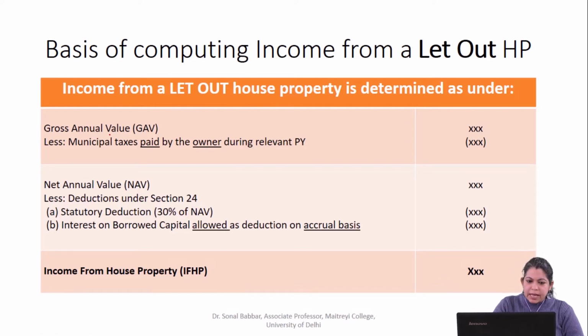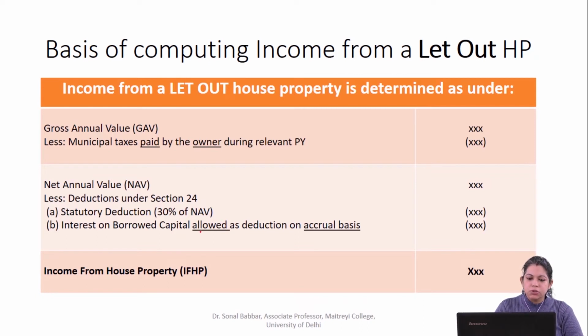So we begin with gross annual value, which is shortened as GAV. We deduct municipal taxes which are paid by the owner during the relevant previous year. The difference between the two gives us net annual value, NAV. And from that, we provide deductions under Section 24. Section 24(a) provides a statutory deduction, which is 30% of net annual value. And Section 24(b) provides interest on borrowed capital, which is allowed as deduction on accrual basis. The final value we get is income from house property, which is a let-out house property.